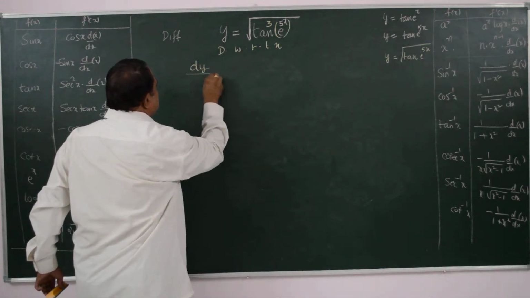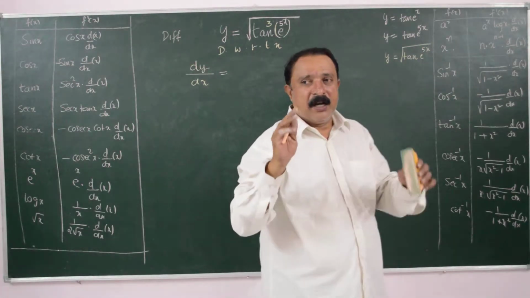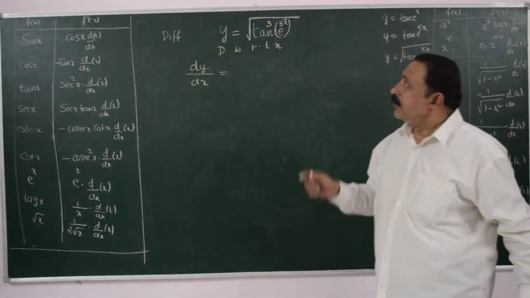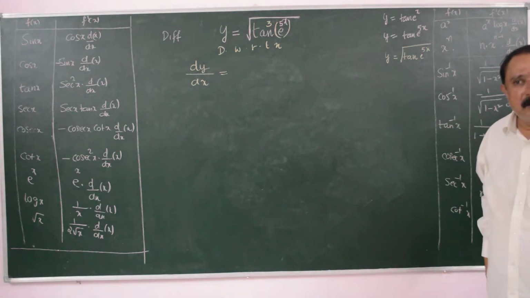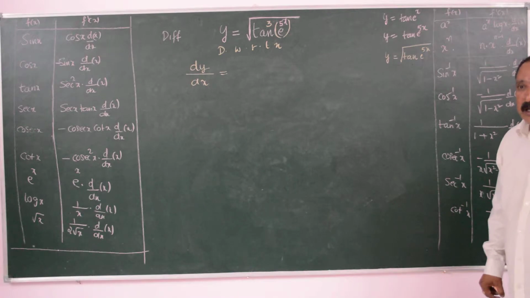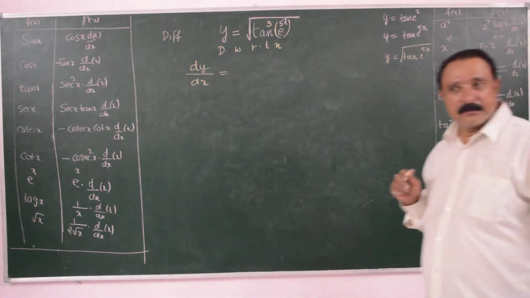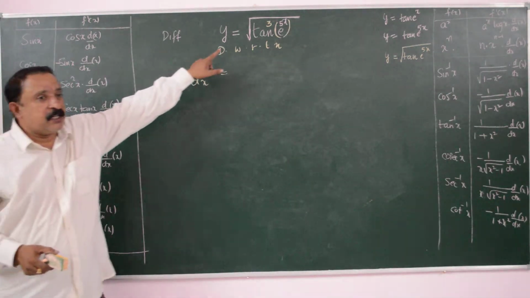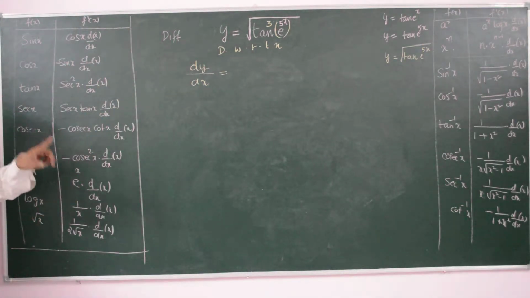dy by dx is equal to, now what is the pattern? Pattern means this problem resembles which of these formulas? By looking, you can say which one? x to the power n? Is it first of all x power, or is there something else? Root function. See, this power is for the function. Root is outside. So first preference to root, then to power.